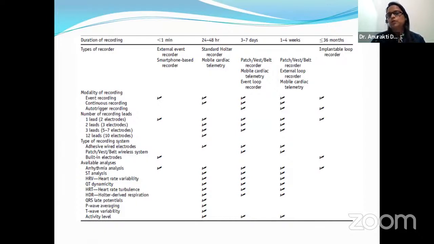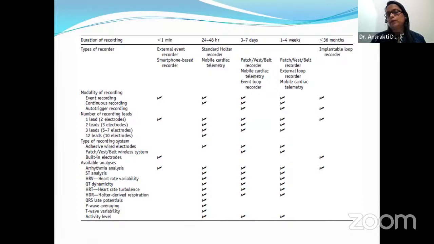Another thing which is developed is the event loop recorder. A loop recorder is a device similar to an event recorder, I would say. The only thing is it records before and after the event has occurred. So when the patient realizes that, yes, I am having something like a palpitation or I'm going to faint, he presses that button, or some are automatic which trigger on themselves, and they record the time frame in and around the event.